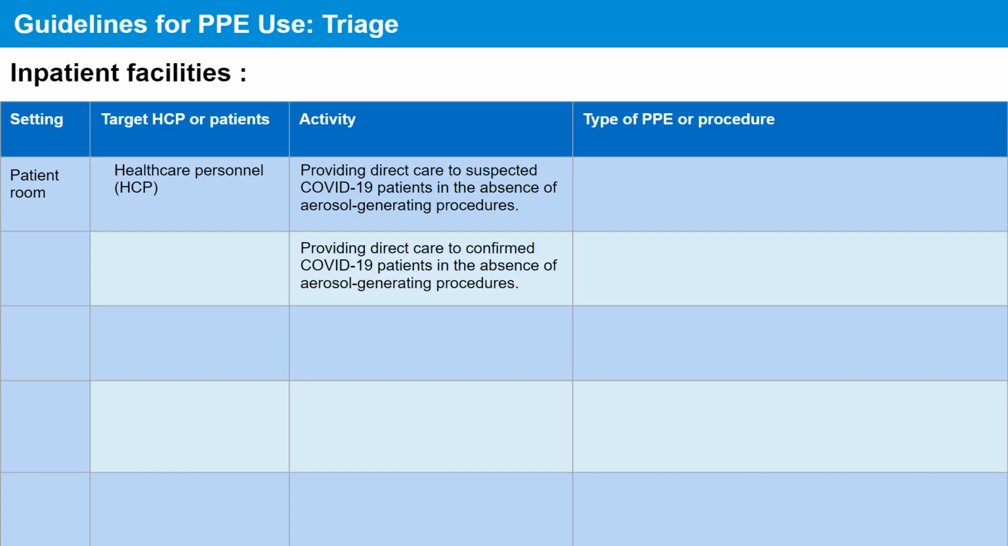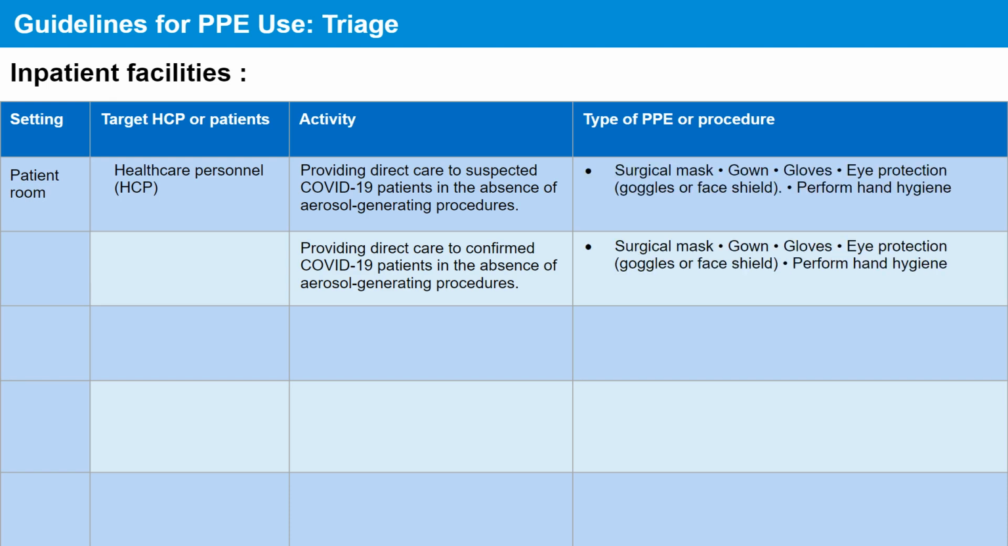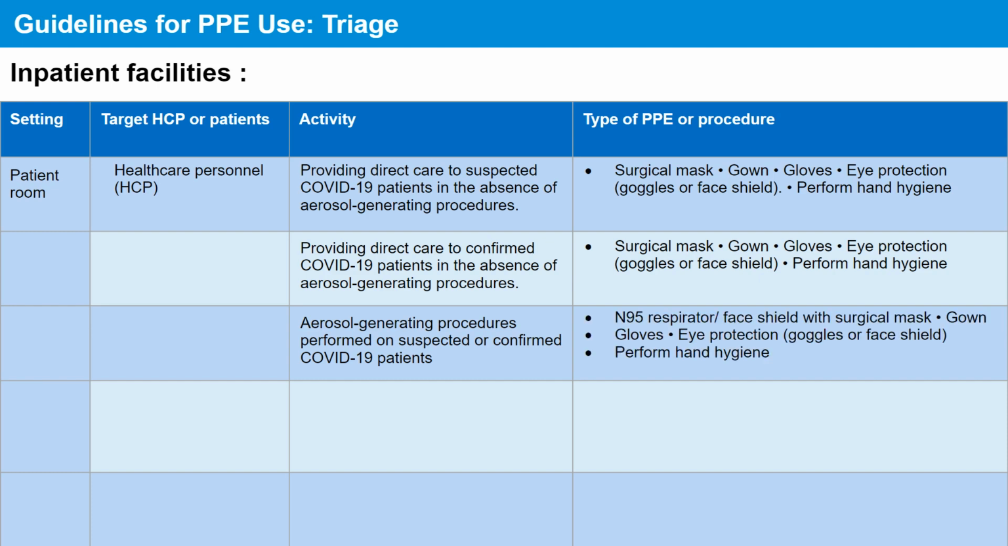In case of patient room setting, healthcare personnel who provide direct care to suspected as well as confirmed COVID-19 patients in the absence of aerosol generating procedures need to wear surgical masks, gowns, gloves, and eye protection such as goggles or face shield. They should also perform hand hygiene. Healthcare personnel who are involved in aerosol generating procedures performed on suspected or confirmed COVID-19 patients should wear N95 respirators or face shields with surgical masks, gowns, gloves, and eye protection such as goggles or face shields. They should also perform hand hygiene.